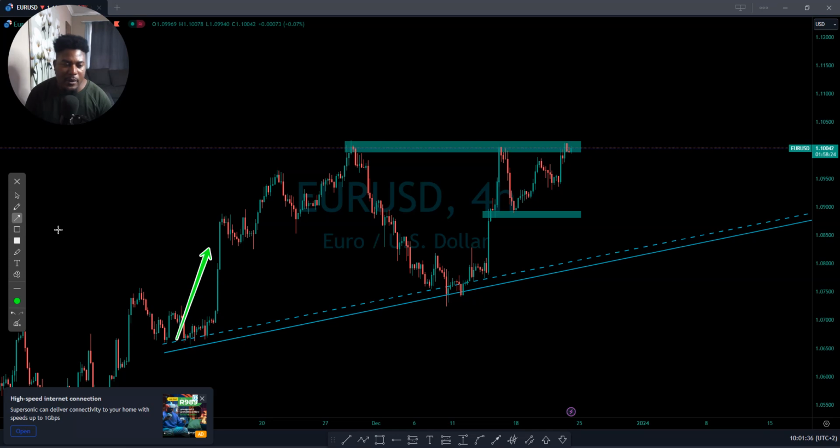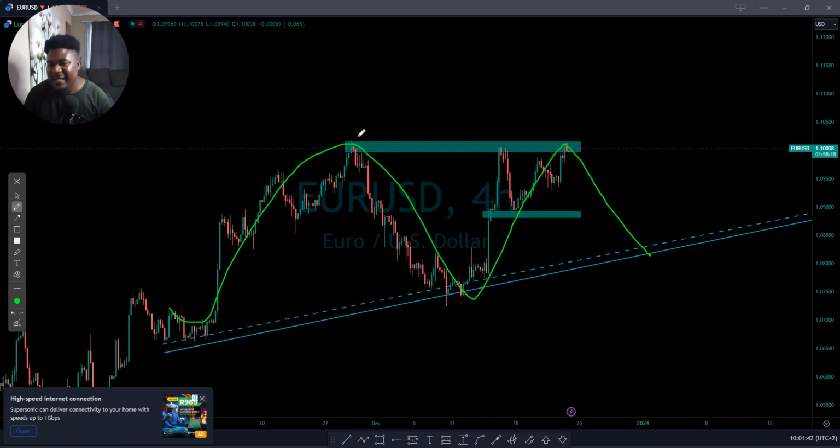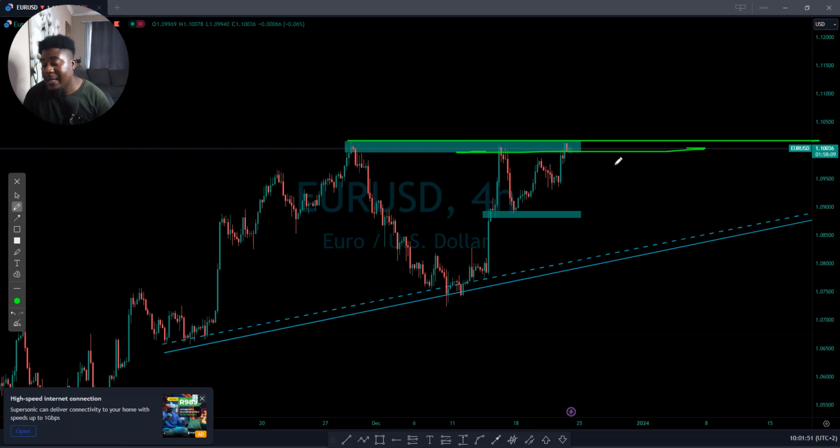Oh, sorry, I need the pencil. So something like this might happen. Yes, there is a chance for the market to break this resistance and still push to the upside. That is also possible. But should we sell here? Some people can ask that question. No, we are on an uptrend.